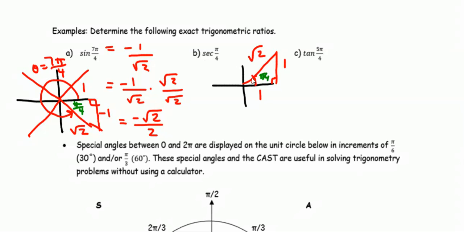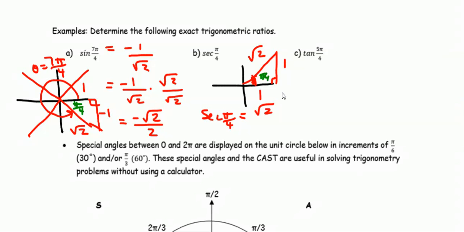So now, secant is related to cosine. So the cosine of pi by 4 would be adjacent over hypotenuse, but we have the reciprocal ratio, which means it's going to be hypotenuse over adjacent. Okay, so the secant of pi by 4 is root 2 over 1, which is just root 2.